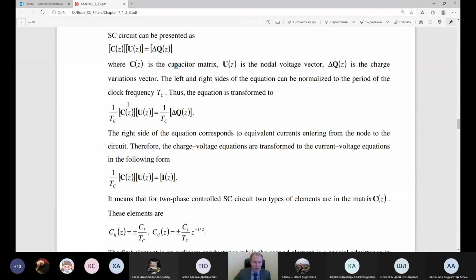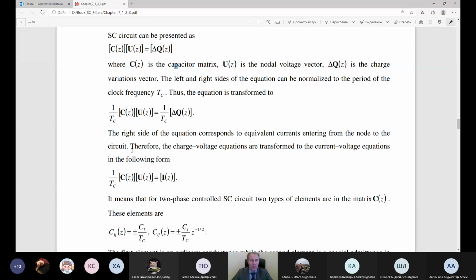It means that on the left side here, we have a kind of Y matrix, say a kind of elements which corresponds in the time domain to the conductance of the capacitors and other elements. And it means that it is possible to introduce specific Z domain elements for the presentation of this equivalent circuit and of these equivalent components.